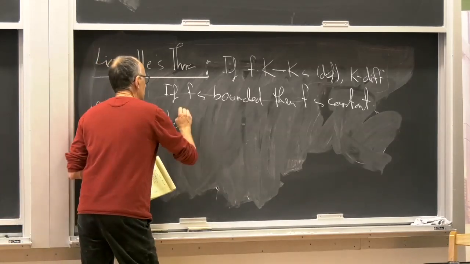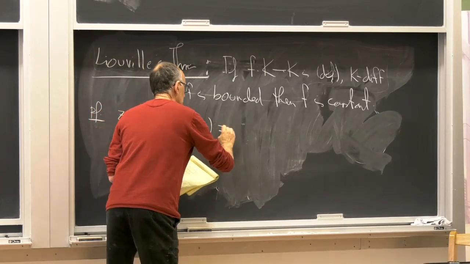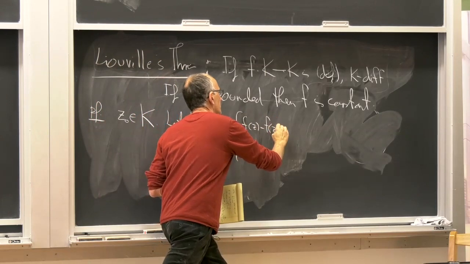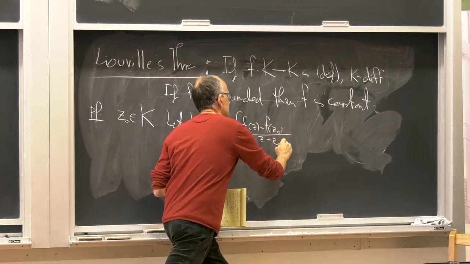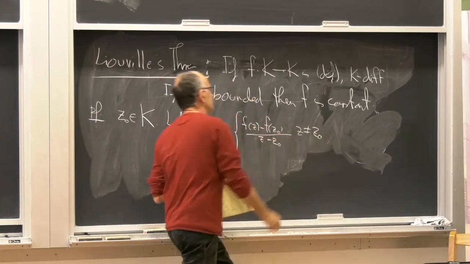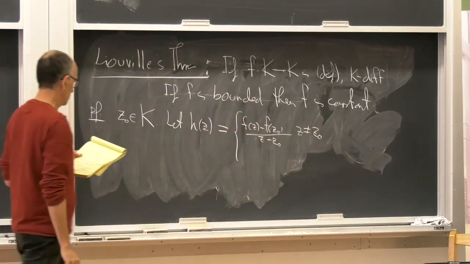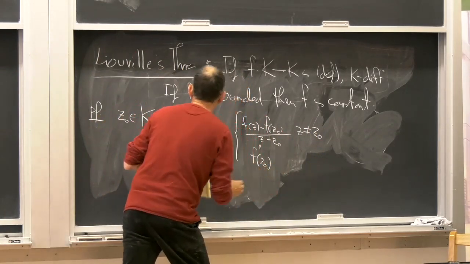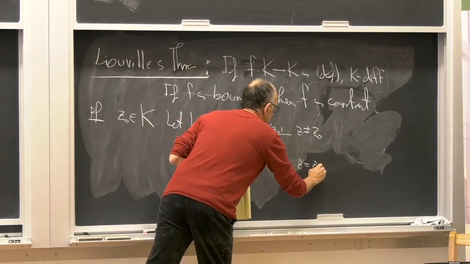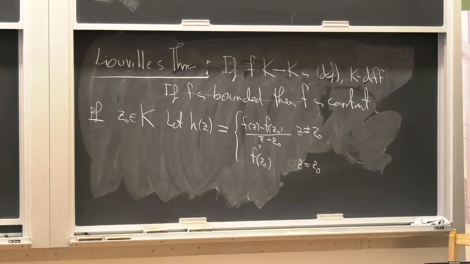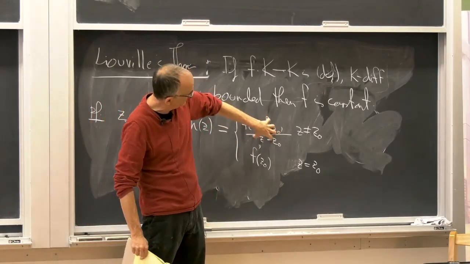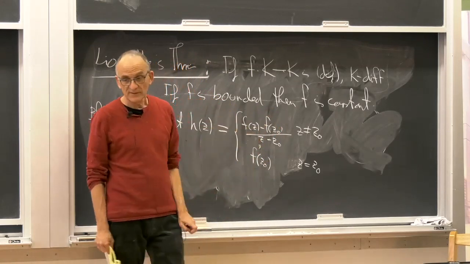Okay, and now let h of z be f of z minus f of z zero, divided by z minus z zero, for z different than z zero, and the derivative f prime of z zero when z equals z zero. This is a priori on the upper half plane, not a global function. Now we made it a global function.